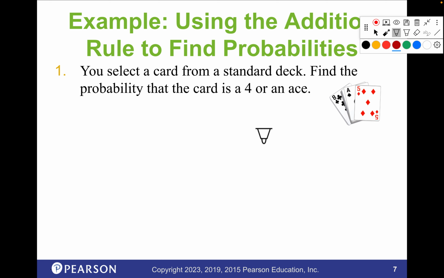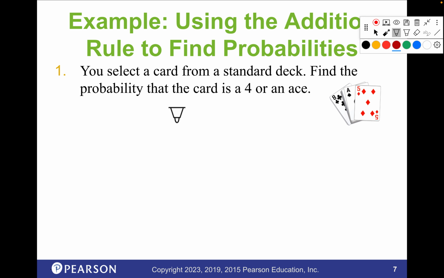You select a card from a standard deck, find the probability the card is a 4 or an ace. Now, again, if you haven't used a deck of cards, but how many 4s are in a deck of cards? How many aces are in a deck of cards? Are there any cards that are both a 4 and an ace at the same time? No, they're not. So those are mutually exclusive, right? And so find the probability.